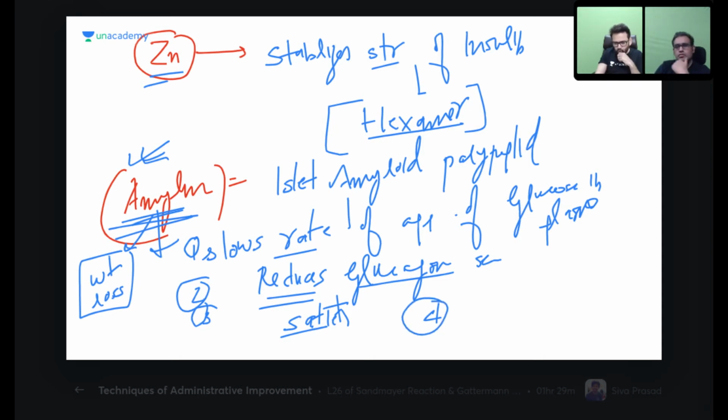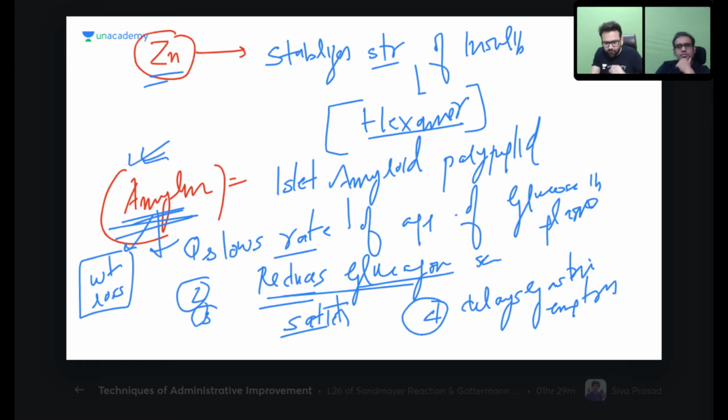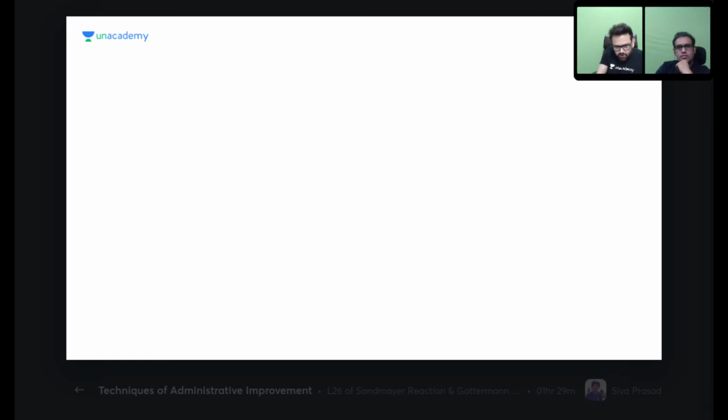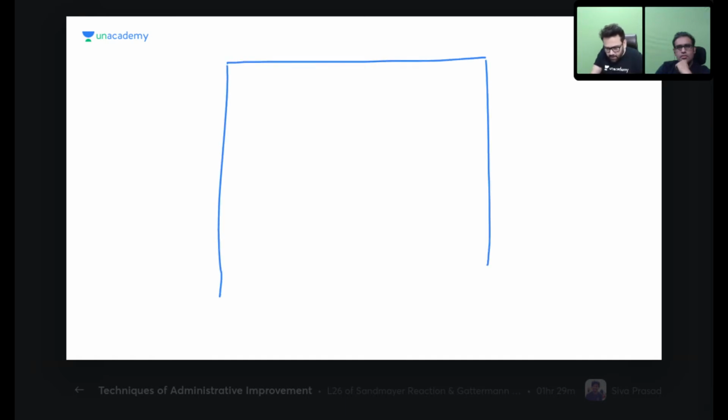Anyone else? Slows rate of appearance of glucose, reduces glucagon, satiety, and what is the fourth effect of amylin? Inhibit, yes, very good. It delays gastric emptying. Very good. So you remember all the four, you are doing very good. So amylin has basically four functions. How from beta cell? You know the histology of beta cell, everything. Now I will discuss the physiology of beta cell.